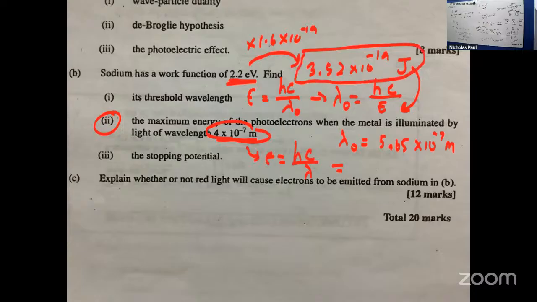You have to convert now. 4.97 by 10 to the minus 19. Anybody else get that? Very good. Alright, nice. Last part, stopping potential. I already did this. Last part and we're done.